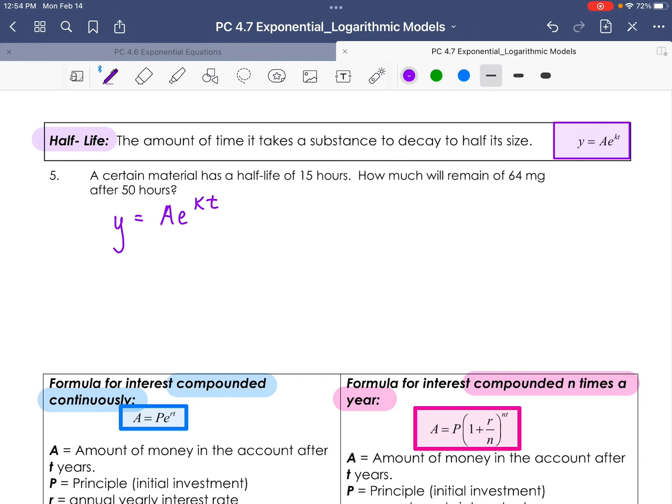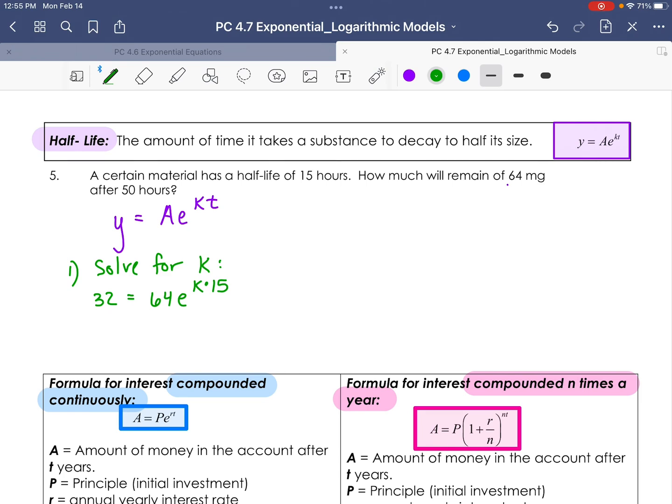All right, so how much will remain of 64 milligrams? So first we need to solve for, first step, solve for our K. That just means whatever value I start with, it doesn't matter. I can start with 64, I can start with 100. I just need to know that my half-life is 15 hours. So in 15 hours, the substance will go from 64 to 32. It's going to go to half of its amount. That will allow me to solve for my K, my decay factor.